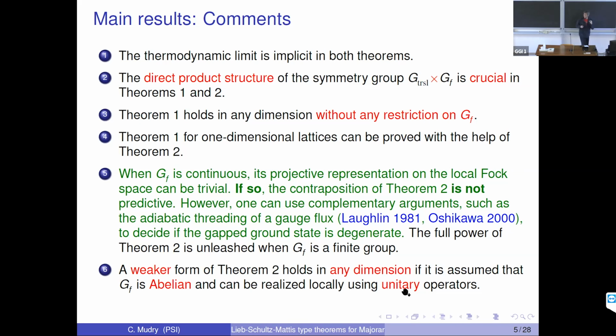In this talk, I'm going to give you the proof of Theorem 2 and Theorem 1 in higher dimension. So for the rest of the talk, you have to assume that GF is abelian and represented unitarily. I'm not going to give you the proof in 1D with matrix product states. You can find it in our paper, because I find it technical, and I found the proof that I will present in this talk more intuitive. It is also a bit more powerful because it applies to any dimension.